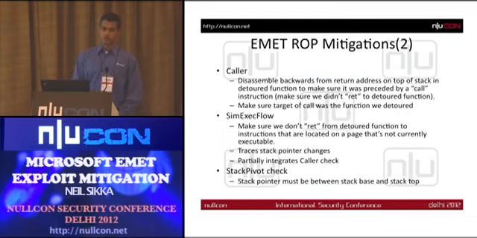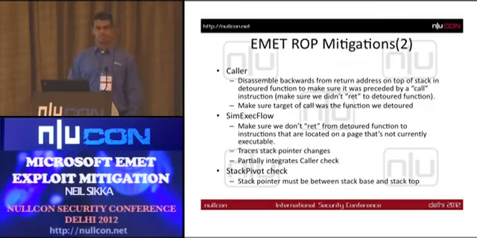So, some more ROP mitigations. These three mitigations were new to 3.5 tech preview. It's the caller mitigation, where we disassemble backwards from the return address at the top of the stack in the detoured function, and we make sure that the place where we return to is preceded by a call instruction, and that the call instruction's target was indeed this function where we detoured. We do this to make sure that we don't ret into the detoured instruction, but rather we call into the detoured function.